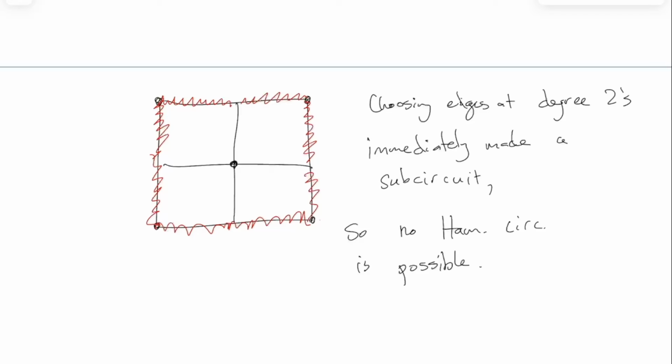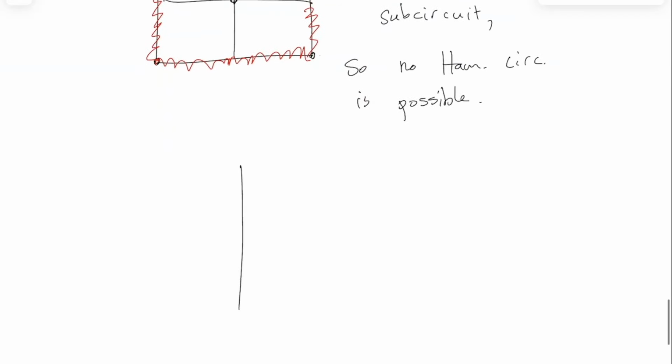All right, I got one more simple example. How about this here? All right, another simple one. This one also, no Hamilton circuit is possible. Can we see why? So in this case, one extra vertex right there.